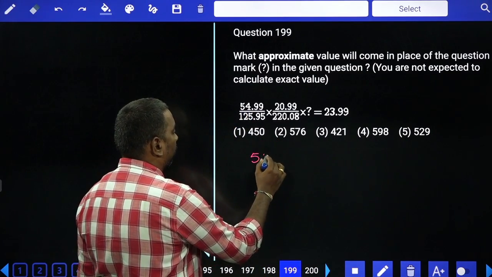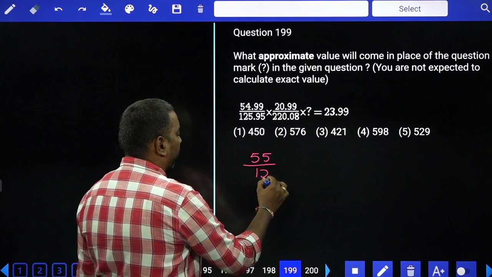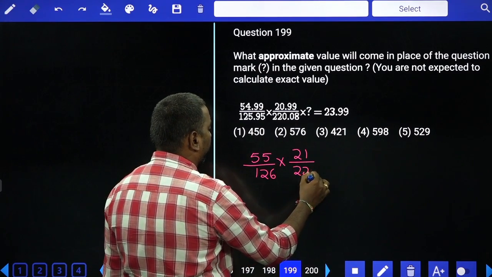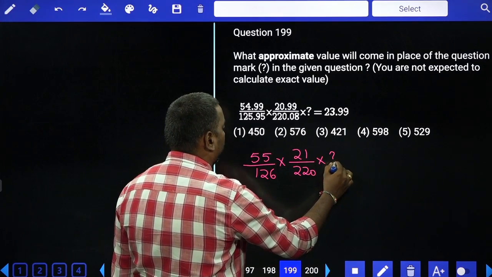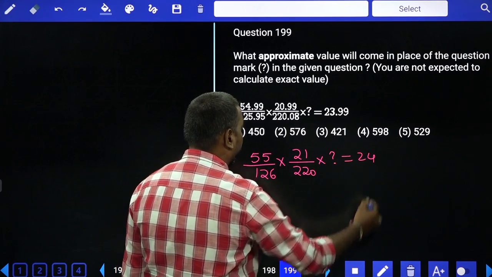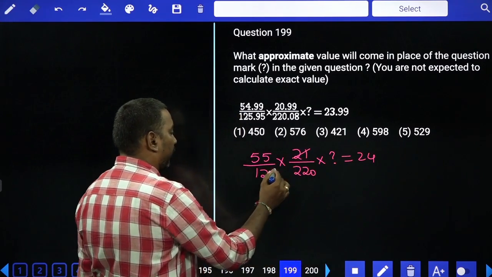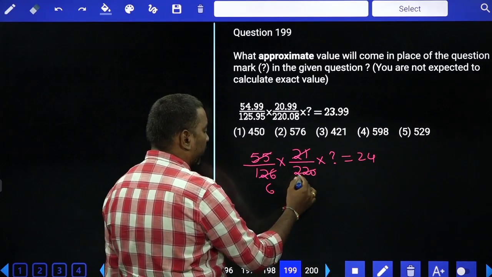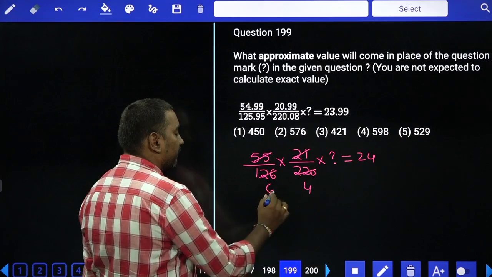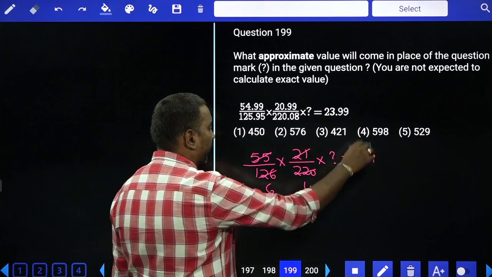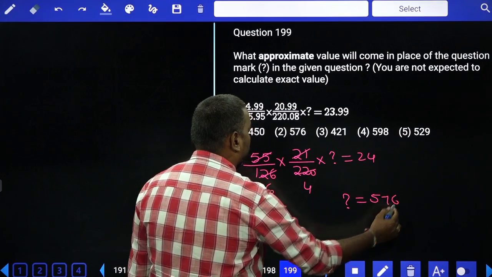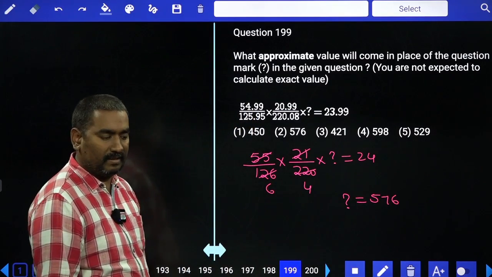Next. 55 by 126 into 21 by 220 into question mark, which is equal to 24. 21 6 times, and 55 exactly 4 times, and 6 4s are 24. Send it to the right side. 24 into 24 means 576 is our answer.